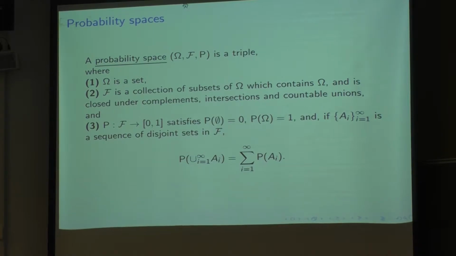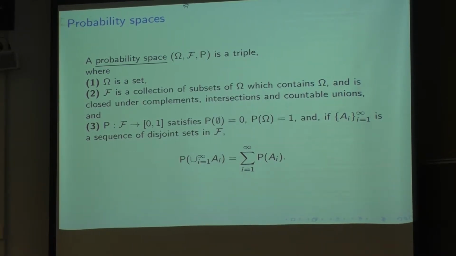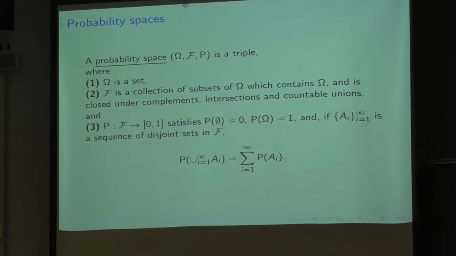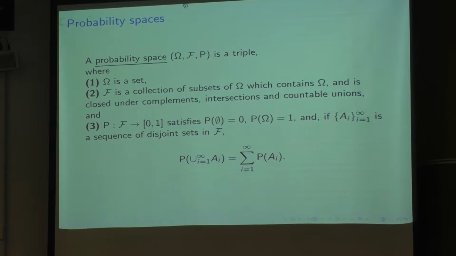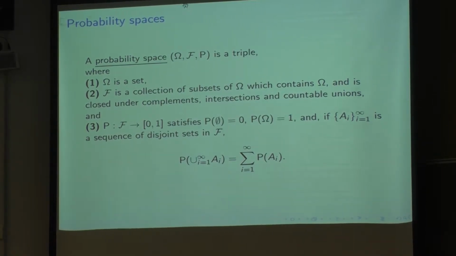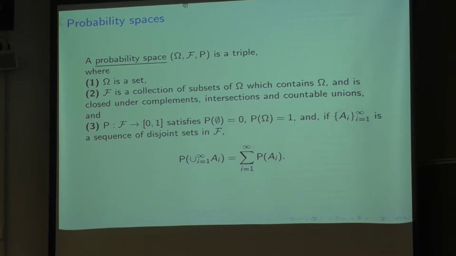And this function has some properties. P of the empty set is 0. P of the whole set of omega, which is a subset of itself, is 1. And if you look at a disjoint collection of sets in F, and if you look at the P of the union of this disjoint collection of sets, what you're getting is the sum of the P's of each one of the elements in this set. Now, what is this? What am I talking about? So let's think about making an experiment. The experiment can be, I don't know, measuring something.